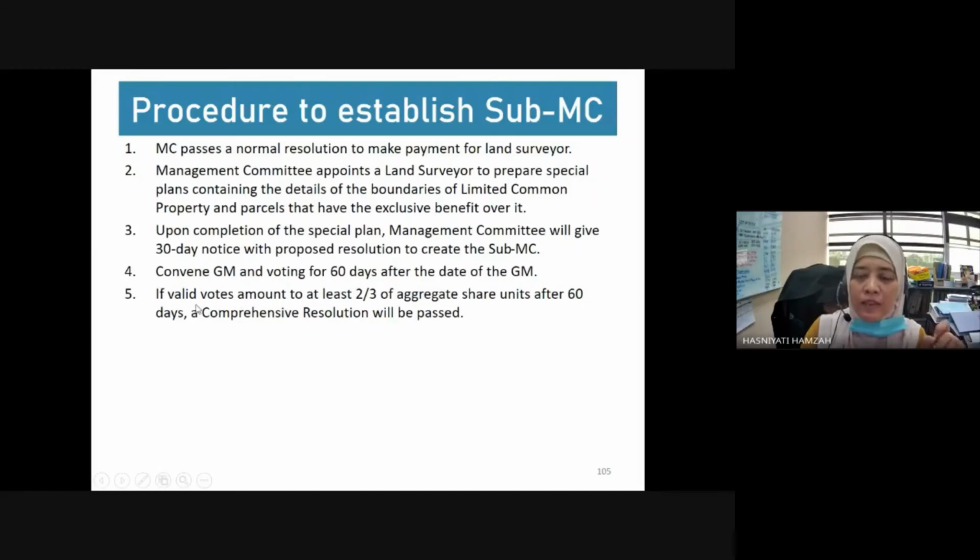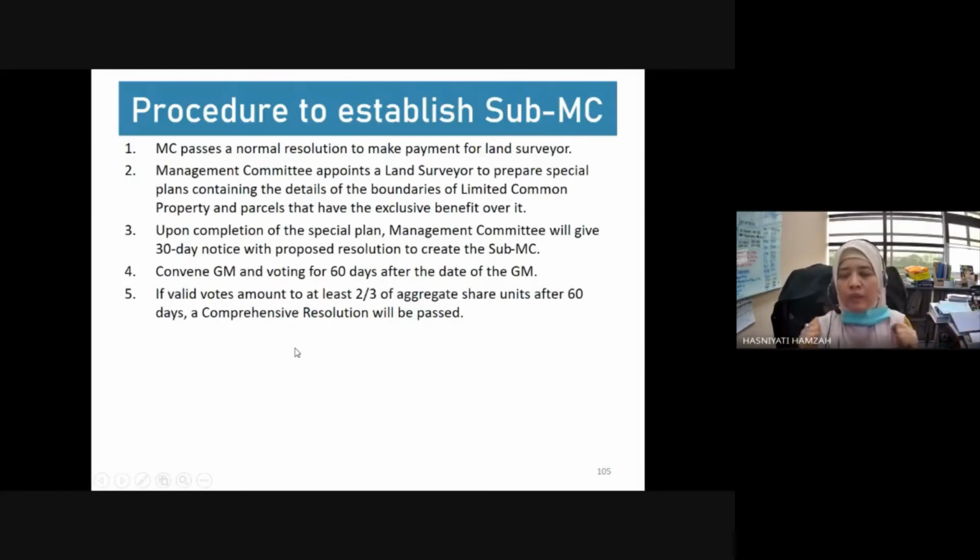Valid votes so means siapa yang boleh vote? Who can vote? Simple answer is, siapa yang boleh vote? Ialah proprietor. Tetapi proprietor yang macam mana? What kind of proprietor can vote? Proprietor yang tak ada hutang. Good, dia tak ada hutang. Defaulters tidak valid vote-nya. Dia tak ada hutang. So valid votes amount to at least 2/3 of aggregate share units after 60 days, barulah ada comprehensive resolution.